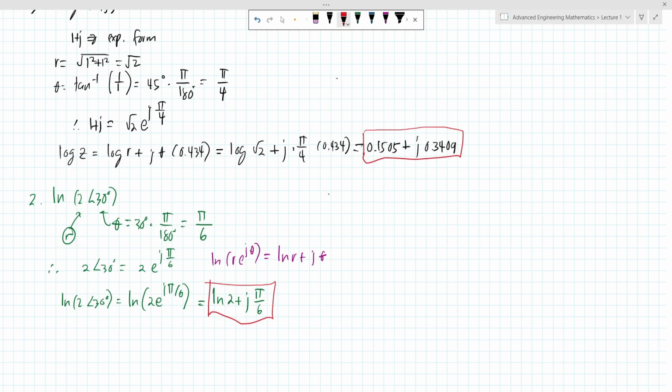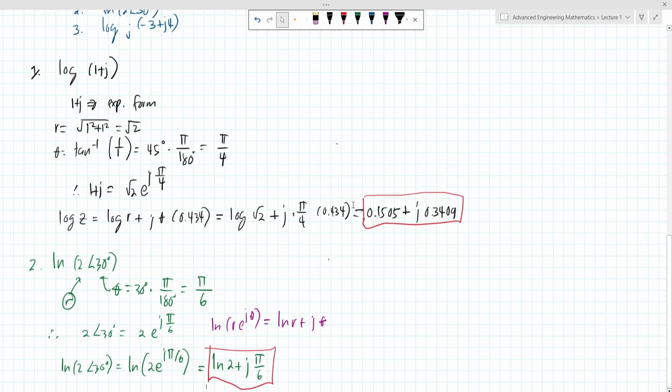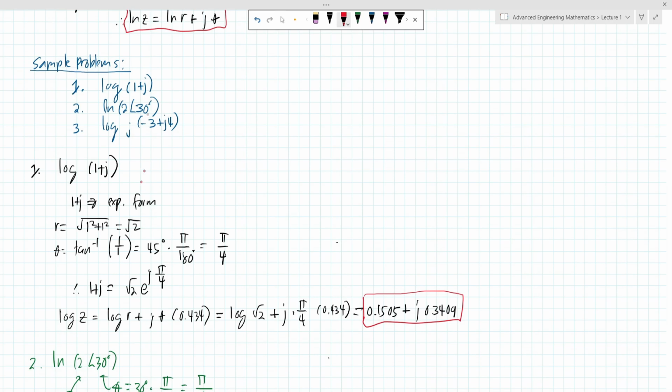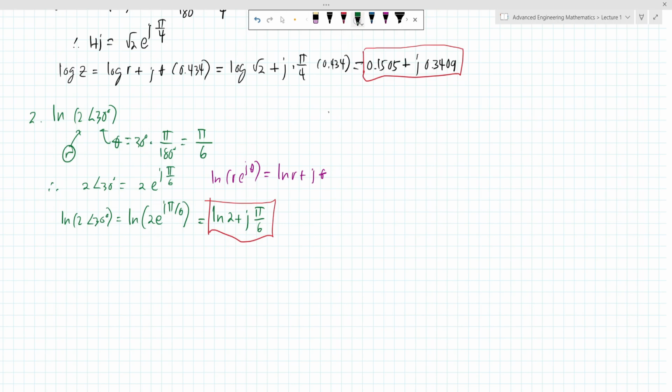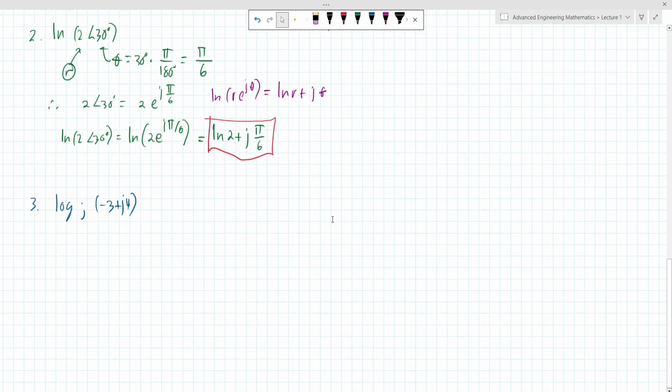Unless there are choices, you have to convert or write this in decimal form. But for our formality of solution, this is already accepted. Then the last one: the log of negative 3 plus j4 to the base j. So we have to write this first now.